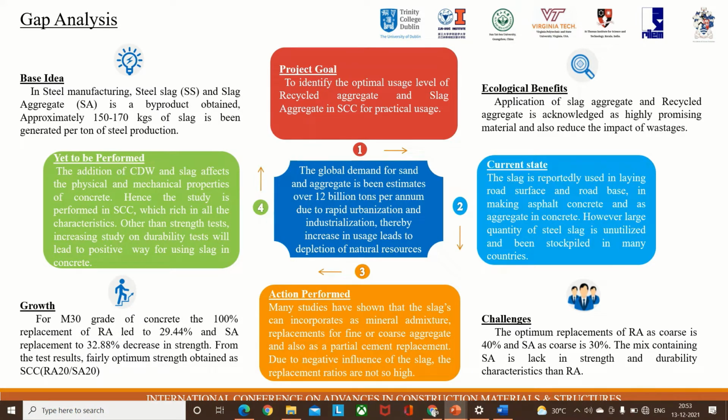At the current state, slag is reportedly used in laying road surface and road base, in making asphalt concrete, and as an aggregate in concrete. However, large quantities of steel slag remain unutilized and are stockpiled in many countries.